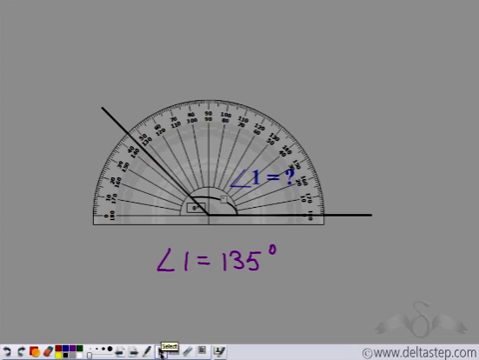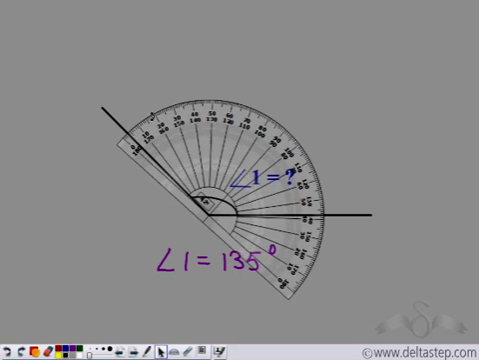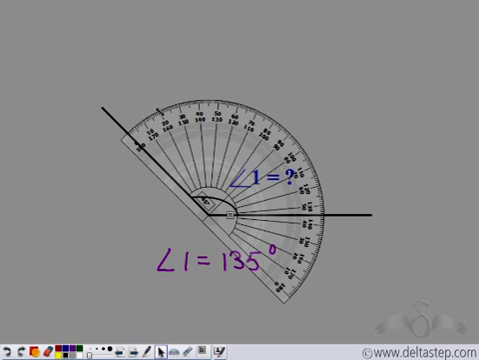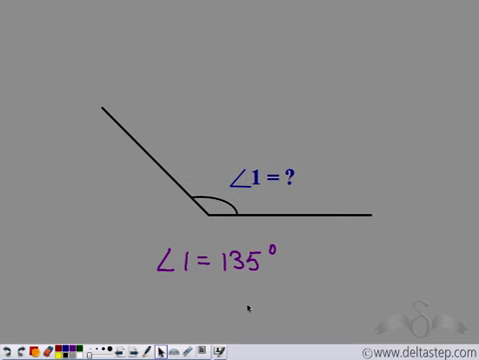Now what if I had taken this arm to be my 0? What if I would have coincided this arm with 0? Let us see if the measure changes. This arm again lies at 135. This is the 0. Corresponding to this 0, we have 130 plus 5. So the measure remains the same. Angle 1 is still 135. So you can take any arm, the measure of the angle remains the same as long as you are doing it precisely and correctly. We can make any arm coincide with the 0 of the protractor.